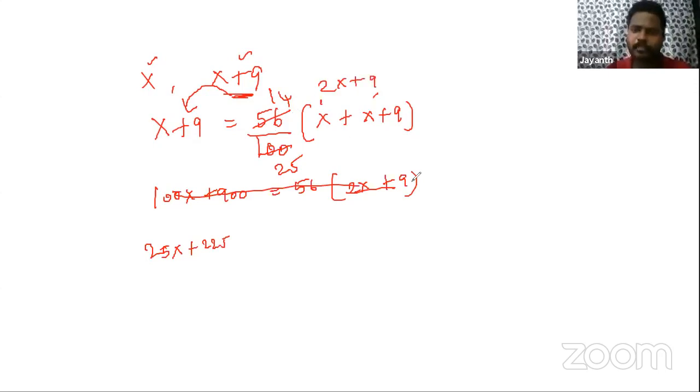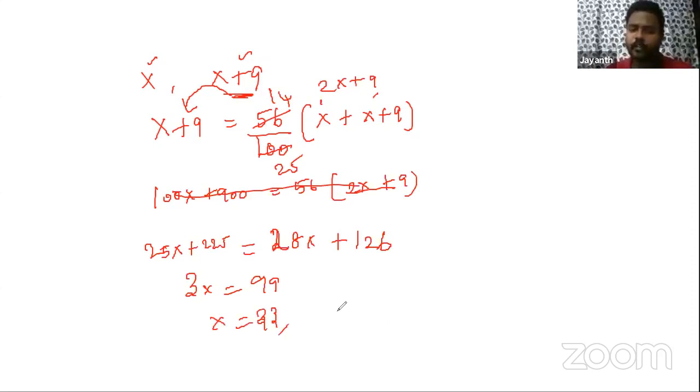So this becomes 14 into 2x, which is 28x, and 14 nines are 126. So 28x minus 25x is 3x, and 225 minus 126 is 99. So 3x is equal to 99, which means x is 33. If one fellow got 33, the other fellow got 33 plus 9, which is 42. So the marks obtained by them are 33 and 42. Guys, is that clear?